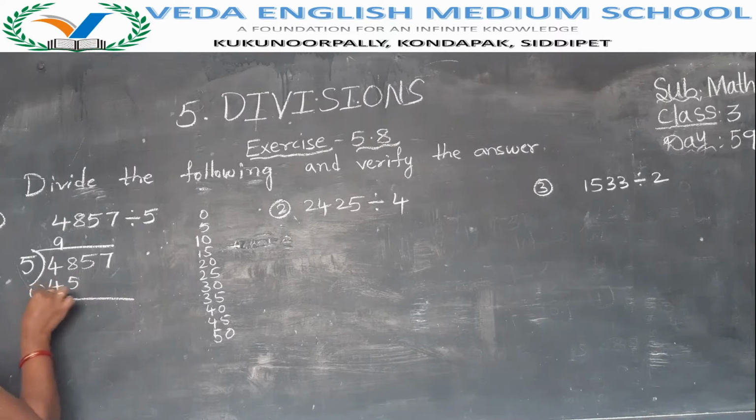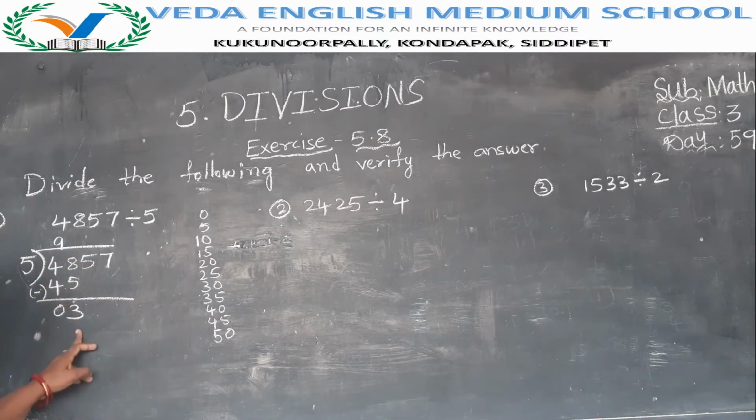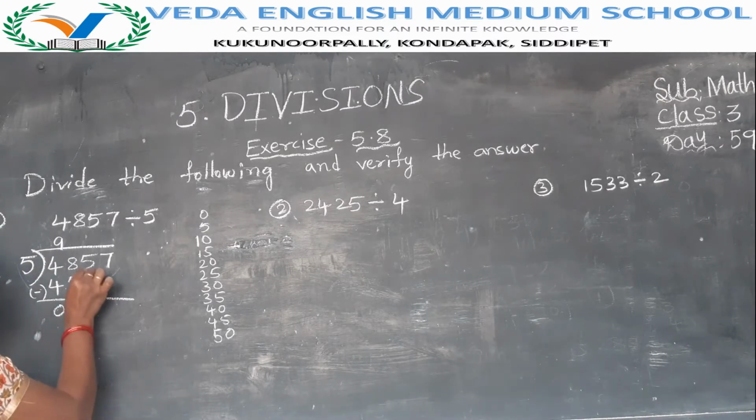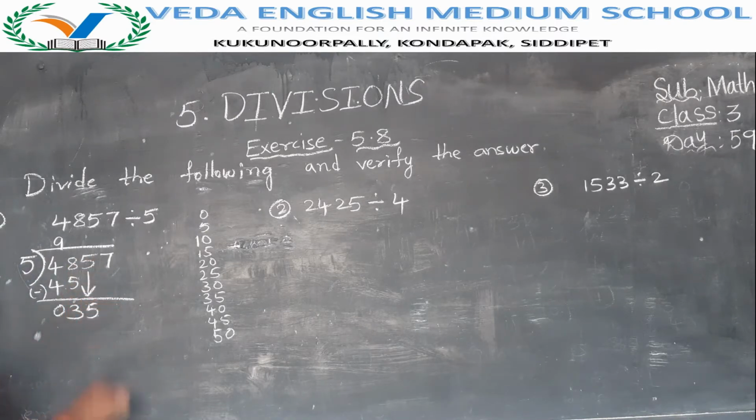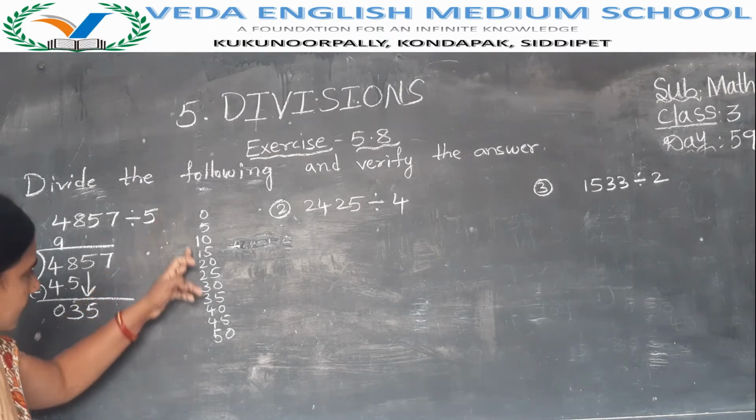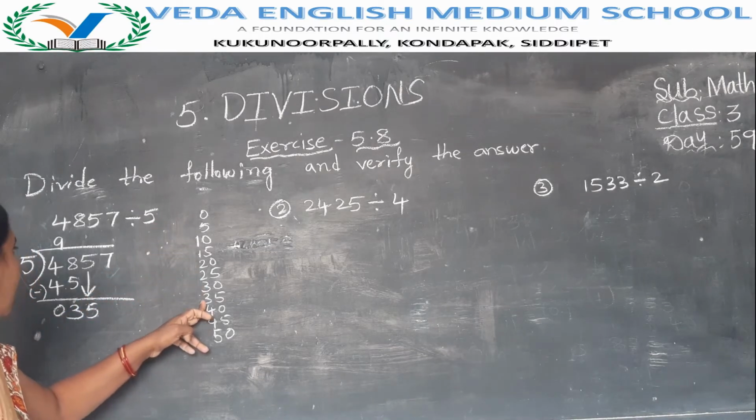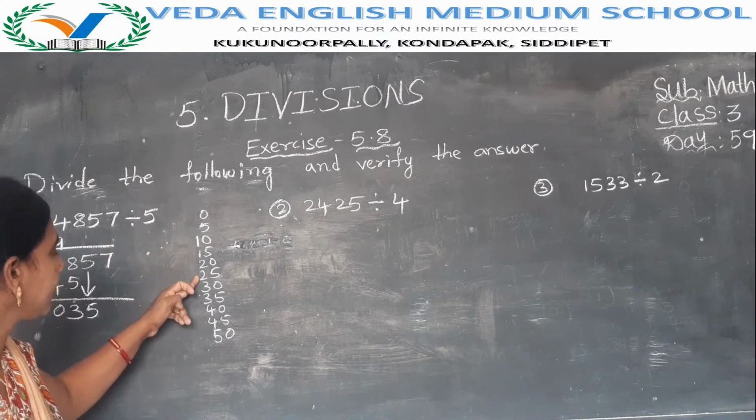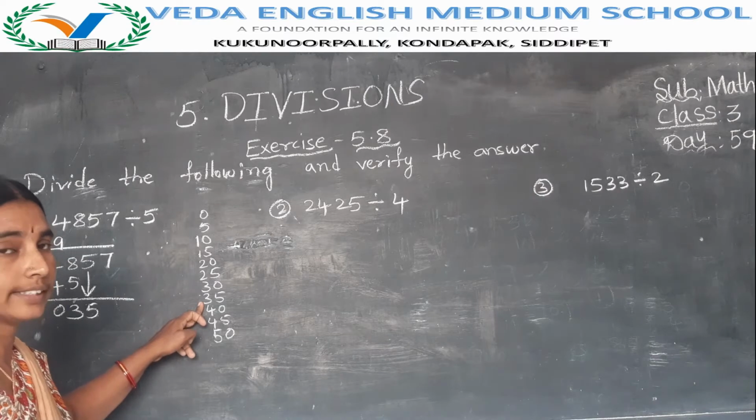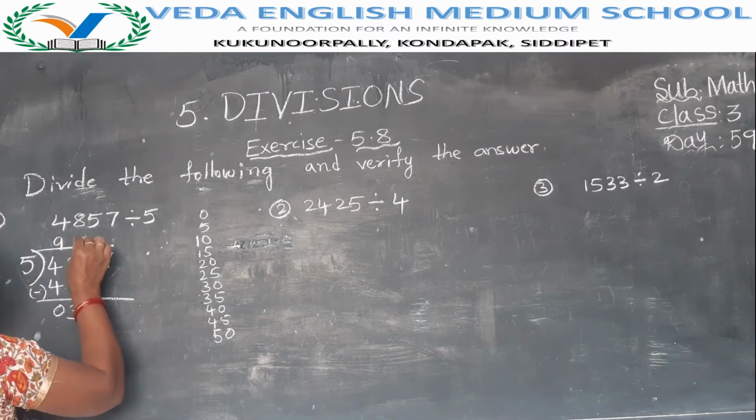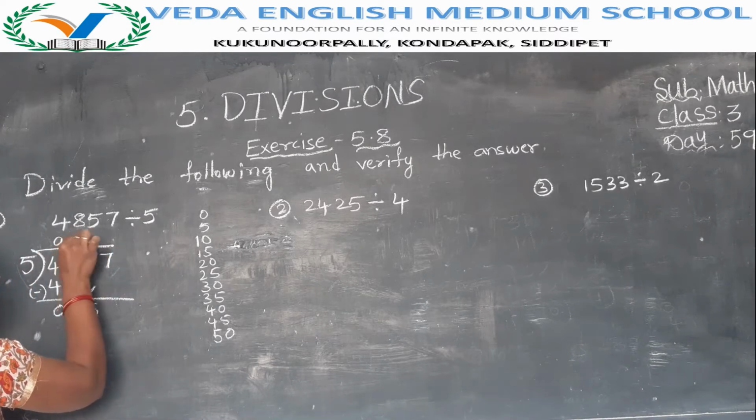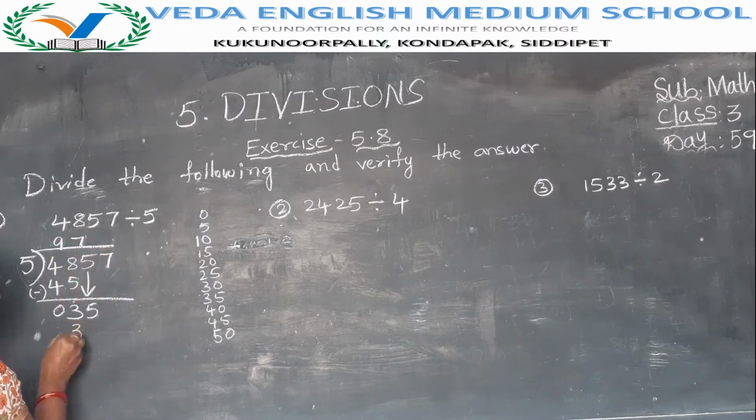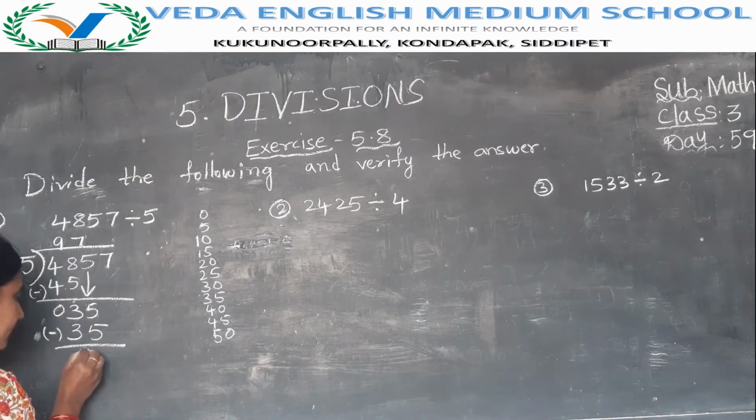So now do the subtraction. 8 minus 5 is 3. 4 minus 4 is 0. Okay children, now bring this digit down, that is 5. 35. Find 35 in this table. How many times 5 is 35? See, 1, 2, 3, 4, 5, 6, 7. 7 times 5 is 35. So 5 7s are 35. Now do the subtraction. 35 minus 35 is 0.